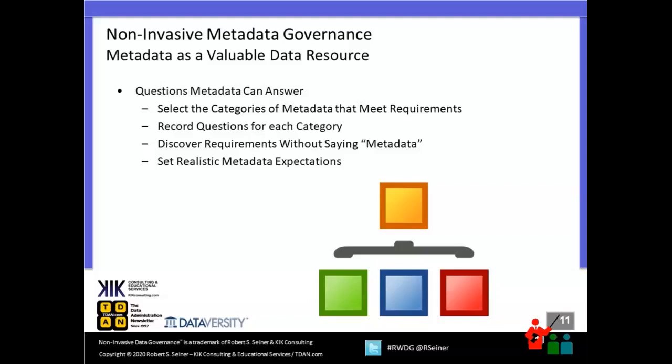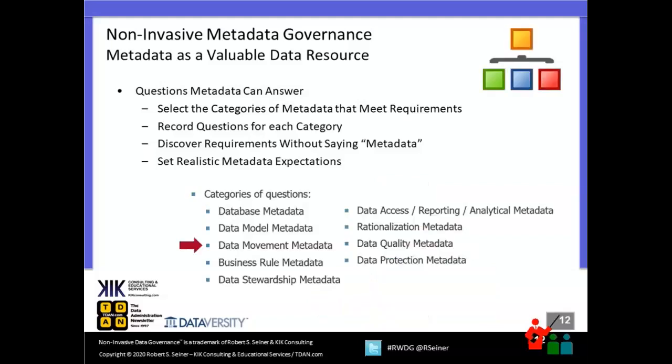So we don't want people to understand that we're going to try to manage all of the metadata in the organization at once. We want to set realistic expectations and start by limiting the amount of metadata that we work on, and then create repeatable processes so that we can replicate the things that we're doing in other categories of metadata. So my guess is your first question is going to be, well, what are the different categories of metadata?